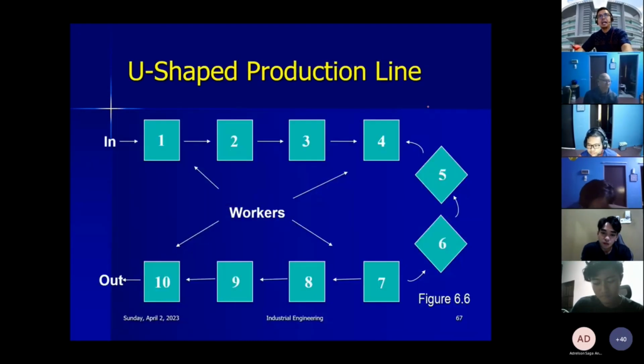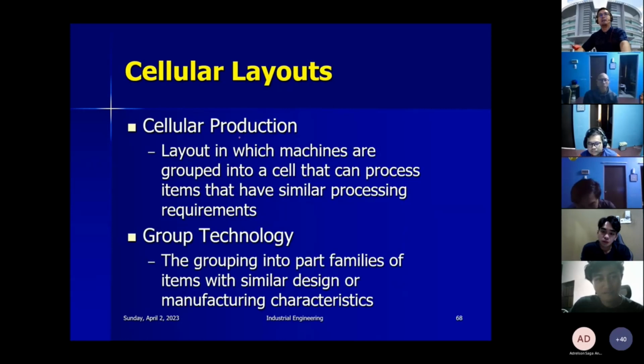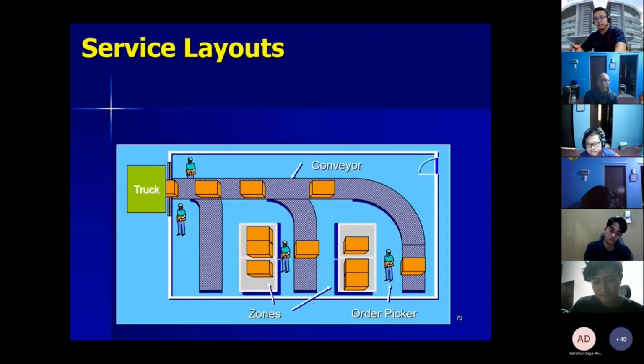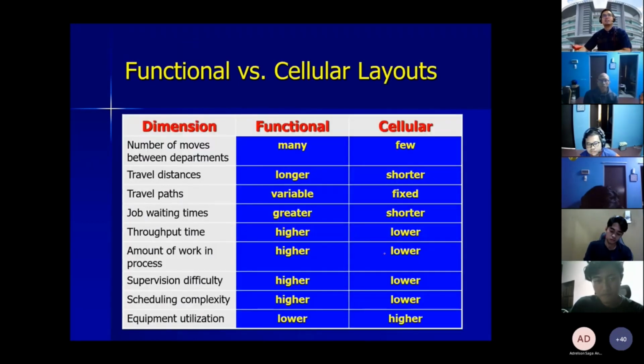And U-shaped production looks like this, in and out, same as previously. Next, cellular layout. What is cellular layout or production? It is a layout in which machines are grouped into a cell that can process items with similar processing requirements. Meanwhile, group technology is grouping items into part families with similar design or manufacturing characteristics. So we look at the example.